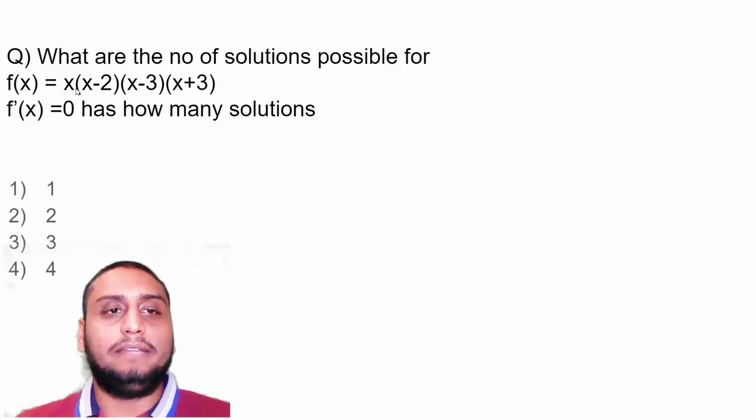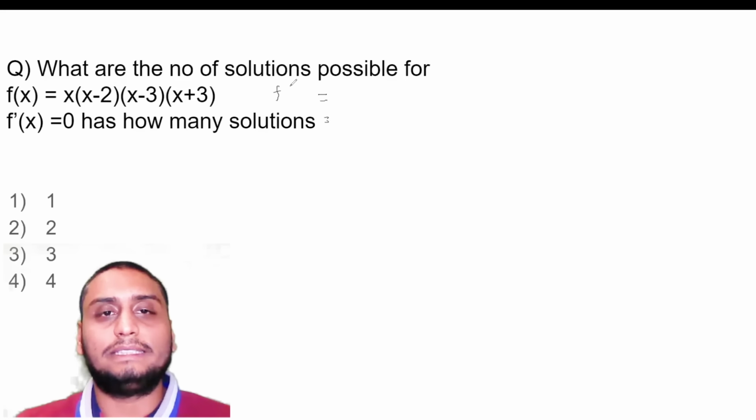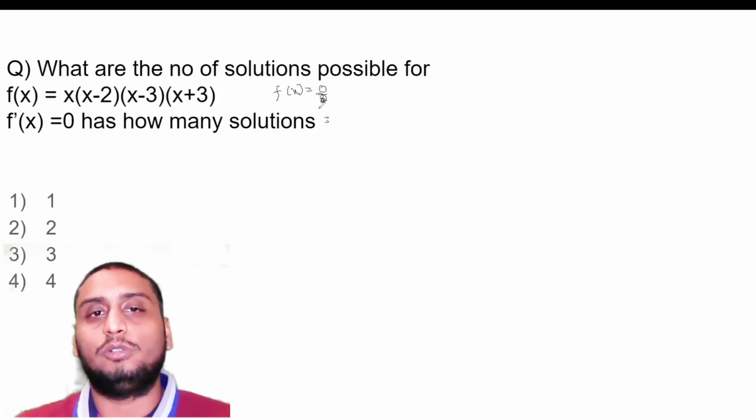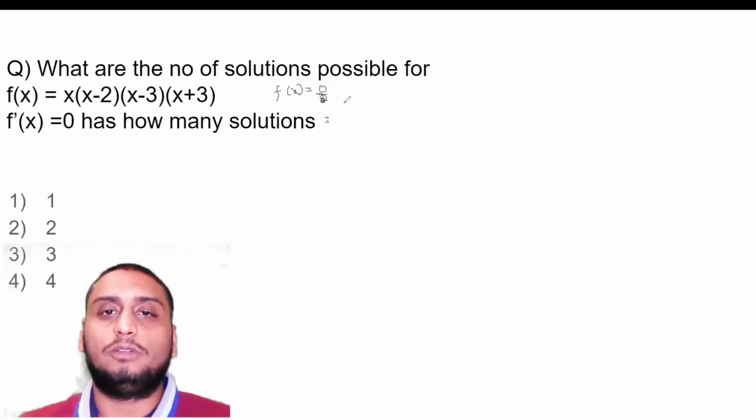Okay. Now try this particular problem. So f dash x is basically the differentiation of the above. So first of all, can you guys tell me what will be the number of solutions of fx is equal to 0? Then solve the question. First of all, I want to know fx is equal to 0. What will be the number of solutions? 4, exactly. Right? Because x will be equal to 0, x will be equal to 2, x will be equal to 3, x is equal to minus 3. Correct, awesome. That is known to you guys.